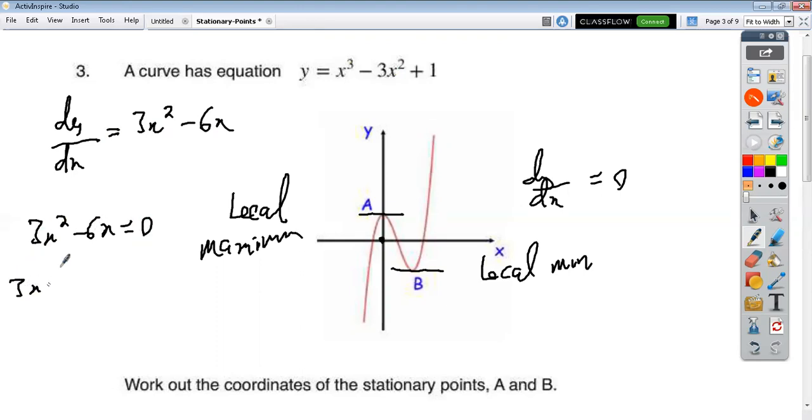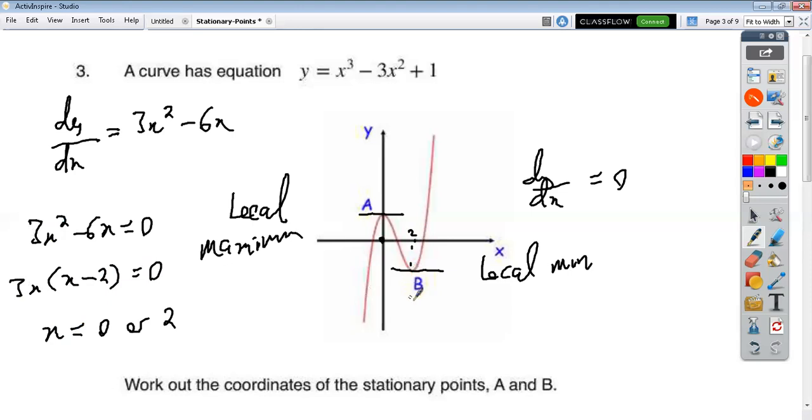Factor out 3x brackets, x minus 2 is equal to 0. So it means x is equal to 0, where 3x is equal to 0, or x is equal to 2. So it means this point here, the x coordinate is 2.